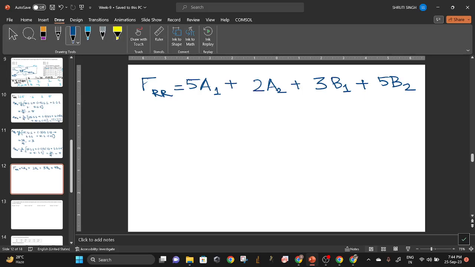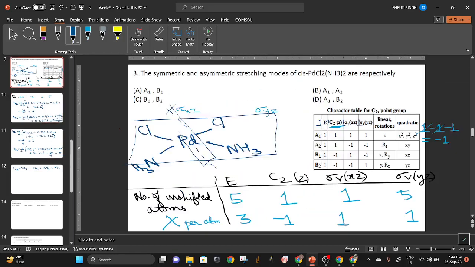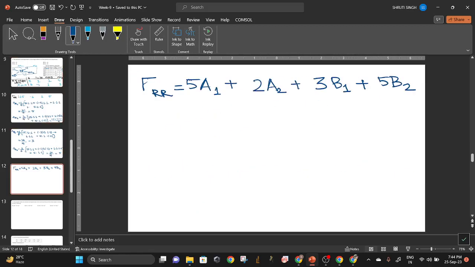What do we need to find out? Normal modes for vibration. Okay. This is the total number of normal modes. So from this we need to subtract the translational and rotational.